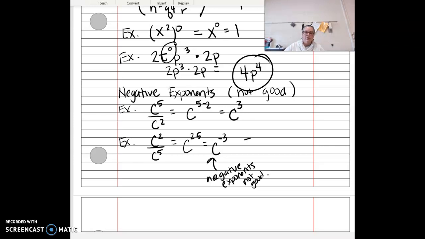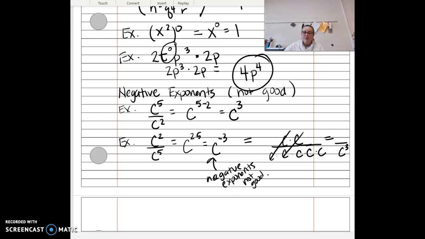If I were to, like we did before, look for patterns, and take the numerator, which was c times c, and divide that by the denominator, I get c times c times c times c times c. Some things cancel out just like before. I get c divided by c, c divided by c, but I'm left with 3 c's in the bottom. So I actually have c to the third power in the bottom.